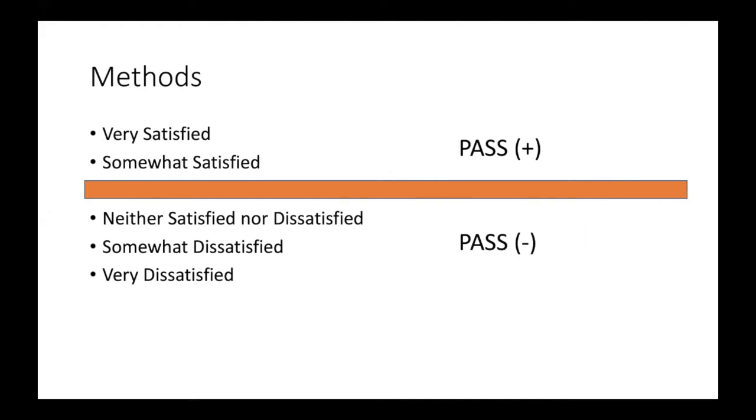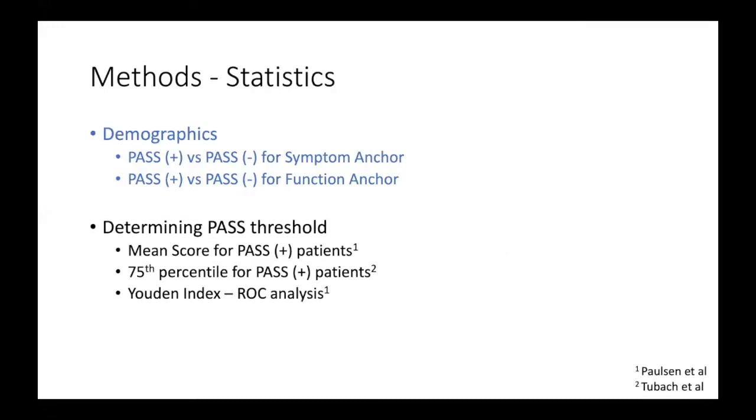Patients who responded that they were either very satisfied or somewhat satisfied were deemed to be in a patient-acceptable symptom state. Patients who responded that they were neither satisfied nor dissatisfied, somewhat dissatisfied, or very dissatisfied were deemed not to be in a patient-acceptable symptom state. Demographic statistics were compared between PASS positive and PASS negative groups for each of the anchor questions.